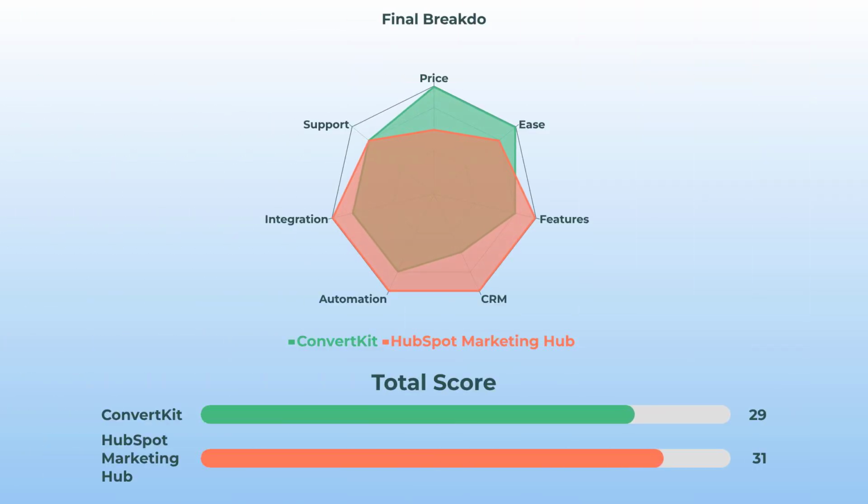You can see it. ConvertKit really shines in simplicity and price, but HubSpot takes the lead in features, integrations, automation, and CRM. Honestly, both have their sweet spots, depending on what your team needs.